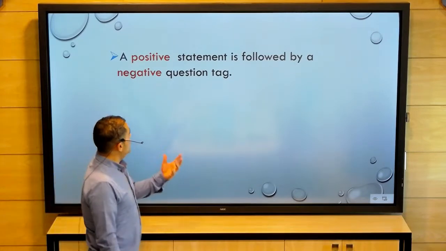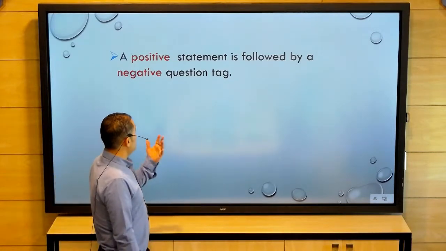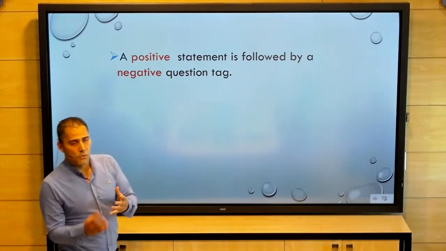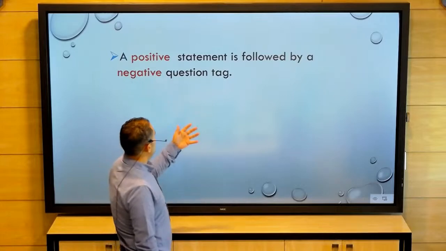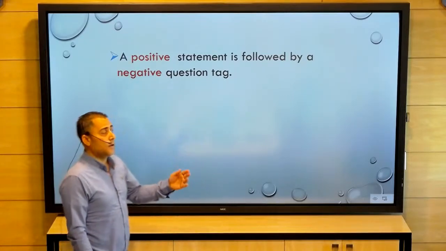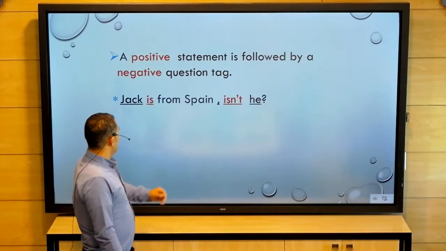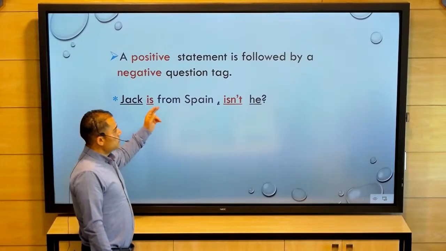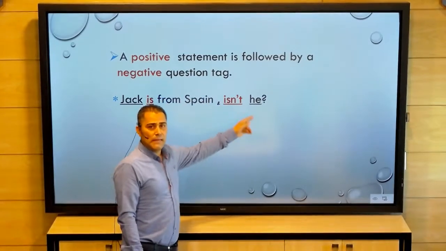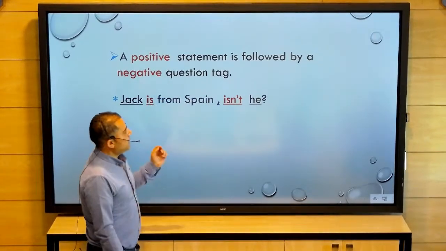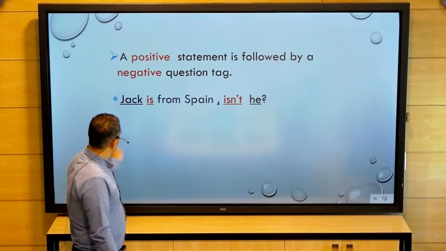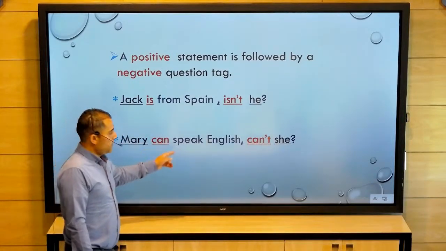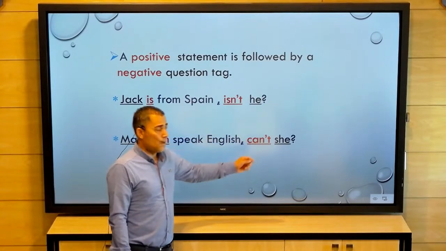Now, the tricky thing about question tags is that the positive will become negative and the negative will become positive. So the positive statement is followed by a negative question tag. As you can see, Jack is from Spain. Here the auxiliary becomes negative: isn't he? Jack is from Spain, isn't he? And Mary can speak English, the modal can becomes negative: can't she?